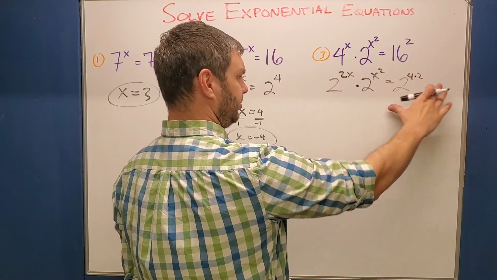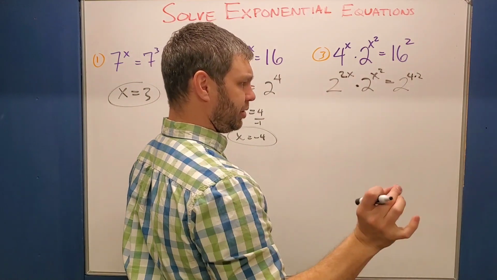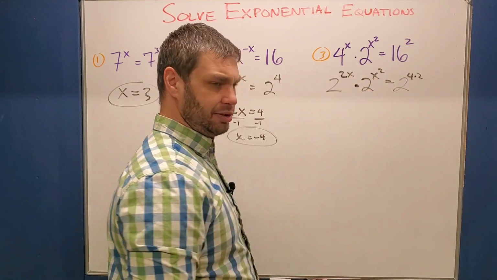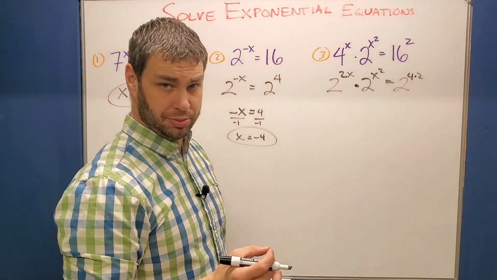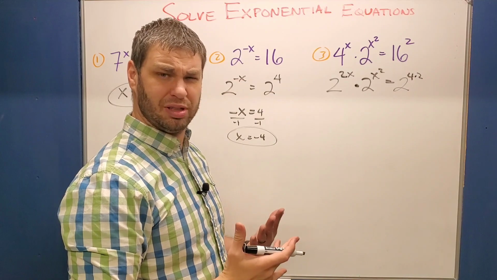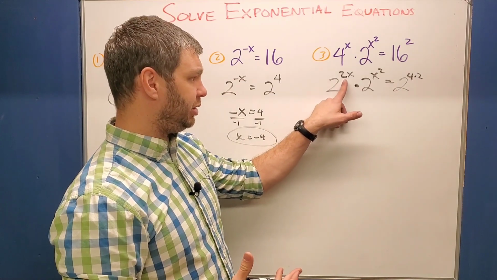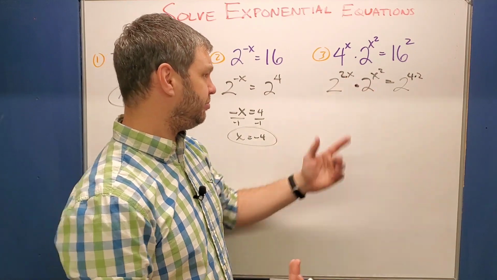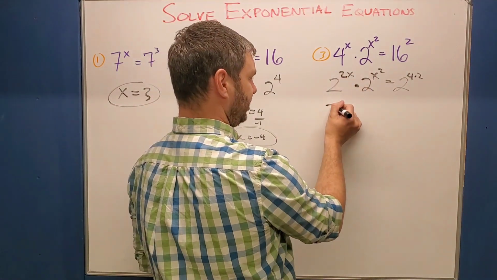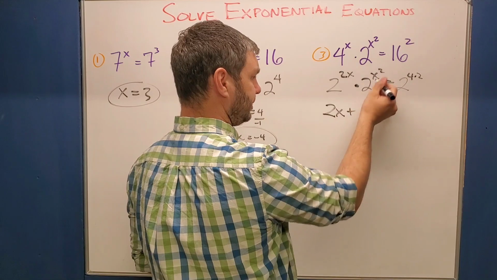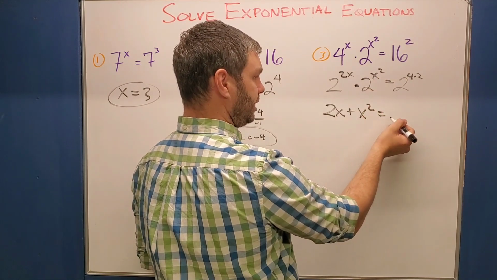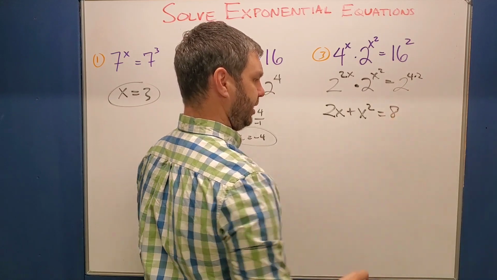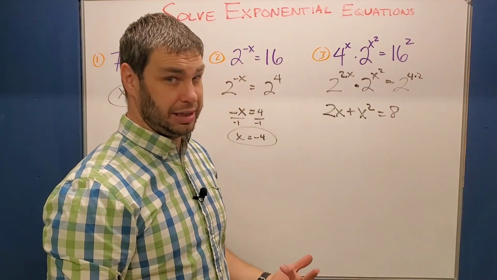Well, these are all going to be the same base, so you can do a couple things to simplify this. Whenever you have a multiplication sign, you can replace that with addition. Remember when we went through our exponent unit, we said that when you are multiplying with the same base, you add the exponents. Same thing here. So I can add those together. I'm going to say 2x plus x squared equals, and then on this side, 4 times 2 is 8. If we go to solve this one, we're probably going to have to factor.